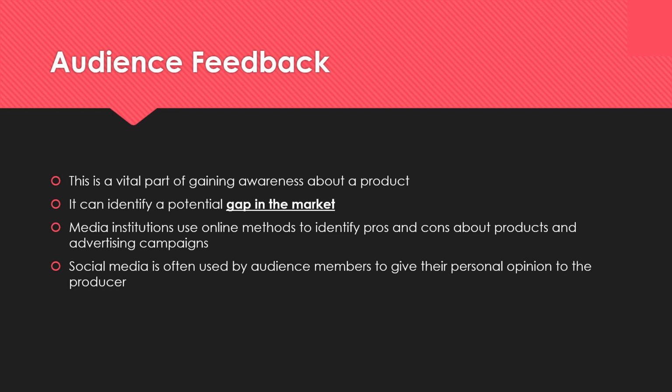Media institutions often use online methods to identify pros and cons about products and advertising campaigns. So that means they could use an online survey or some sort of forum where they could look at what are the positives and negatives about something they're thinking of developing. Social media nowadays is often used by audience members to give their personal opinion to the producer. This could be in the form of directly tweeting them or commenting on Facebook posts.